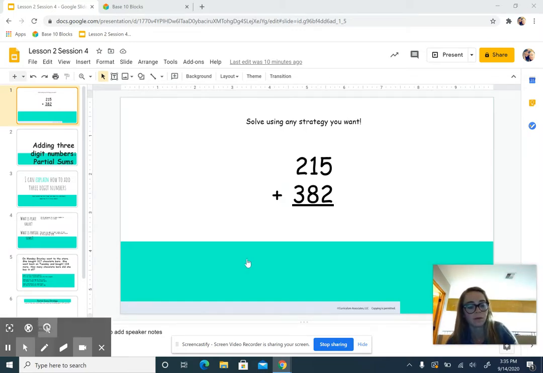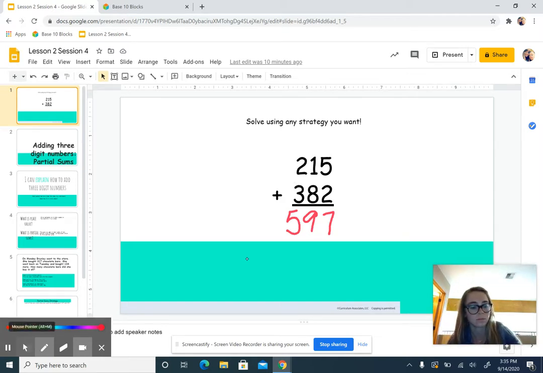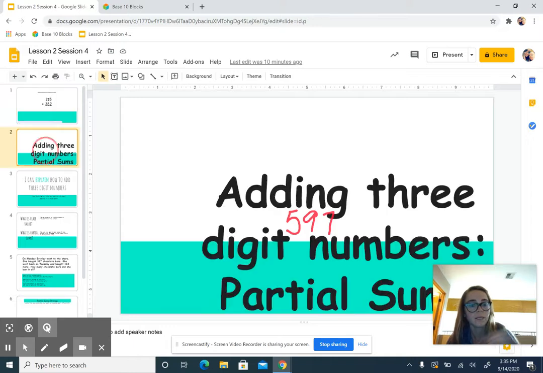Okay, now that we're back, let's solve it together. I'm going to use the standard way that we've been using, where I just add going down. So we've got 7, 9, and 5. So 5 plus 2 is 7, 1 plus 8 is 9, and 2 plus 3 is 5. Perfect. Okay, let's go to our next slide.